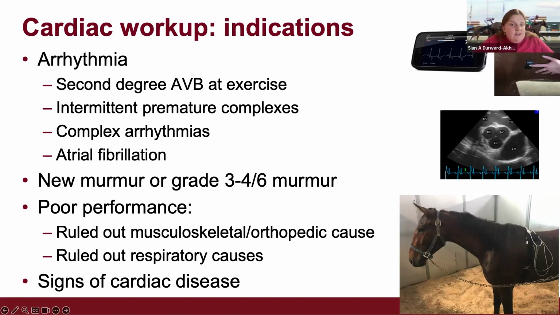So a grade 3 out of 6 on the left-hand side, or grade 4 out of 6 or greater on the right-hand side. And then also a cardiac workup is indicated if the horse is having some poor performance issues, especially once other causes like musculoskeletal or orthopedic and respiratory causes are ruled out. And certainly if the horse is having signs of cardiac disease. Quite often that's what we call a diagnosis of exclusion, so we rule out other more common causes of a high heart rate or a cough. But if you're concerned about your horse having a cardiac disease, we certainly recommend you contact your veterinarian.